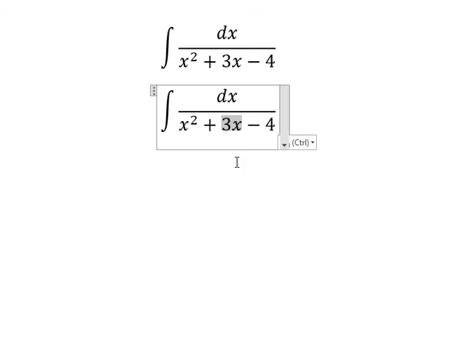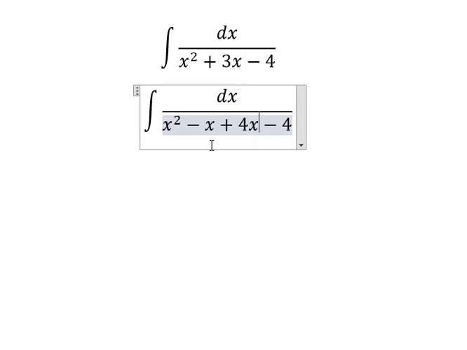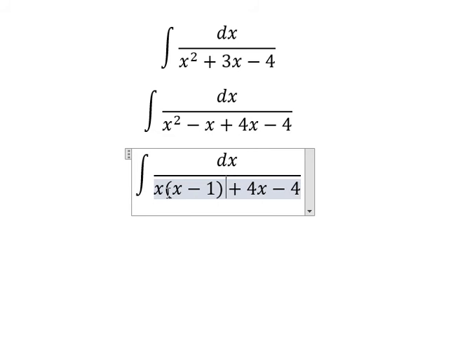About 3x, I will put it into negative x plus 4x because this equals 3x. Because I want to create a factorization, that's why I need to write it this way. Now, about this one, we can factor out x. This one, we can factor out 4.